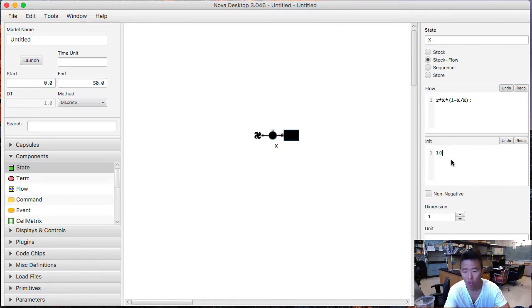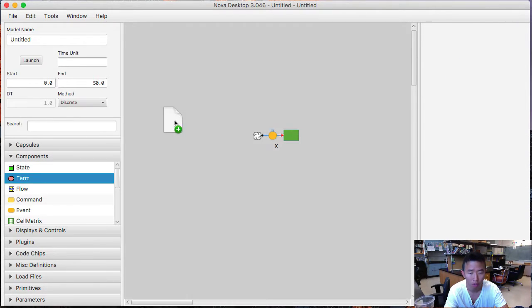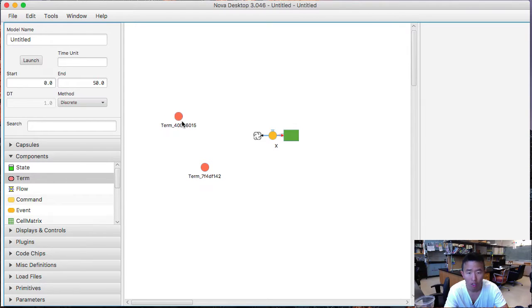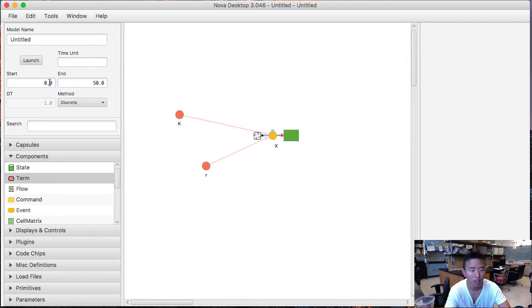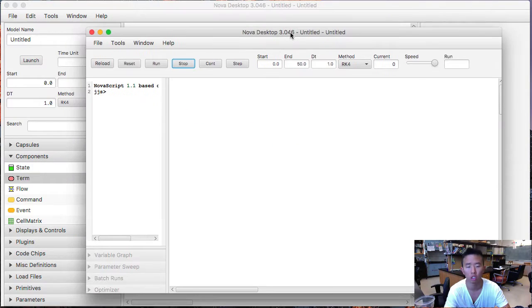And for initial, we're going to put 10. And put some terms here. We're going to call this k, and the value is going to be 50. This term is going to be called r, and the value is going to be 0.3. Alright, so it's connected, we're all good. The method is going to be rk4 for solving the differential equation, and launch.